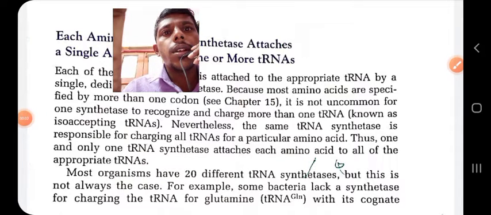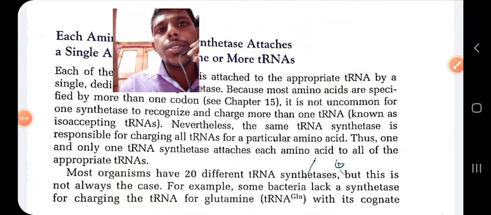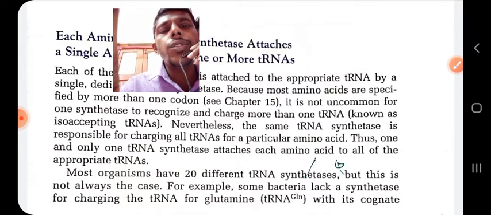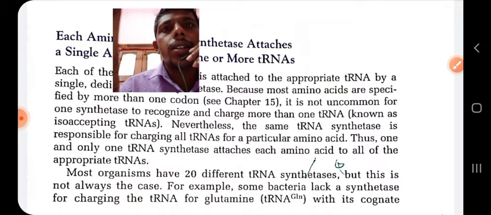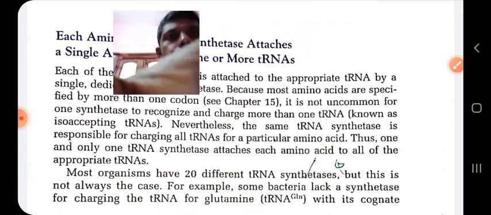So again, we will do about the translation process. This is the third video. In the last two videos, we have discussed the overview of translation, and we have gone up to the cloverleaf model, and also how the tRNA are charged, more information about the charging of tRNA, how amino acids are attached to a tRNA. So let's get started now.